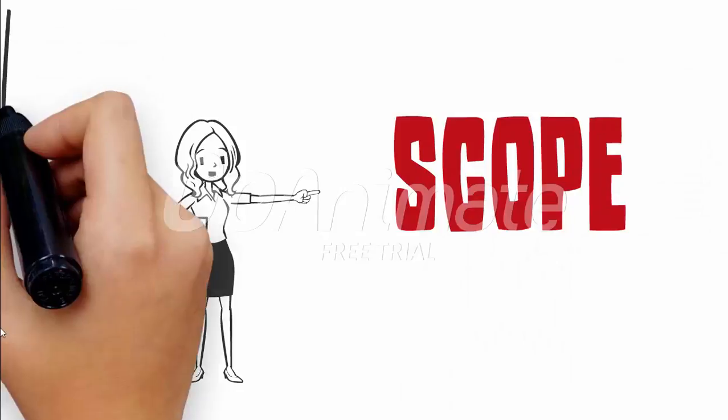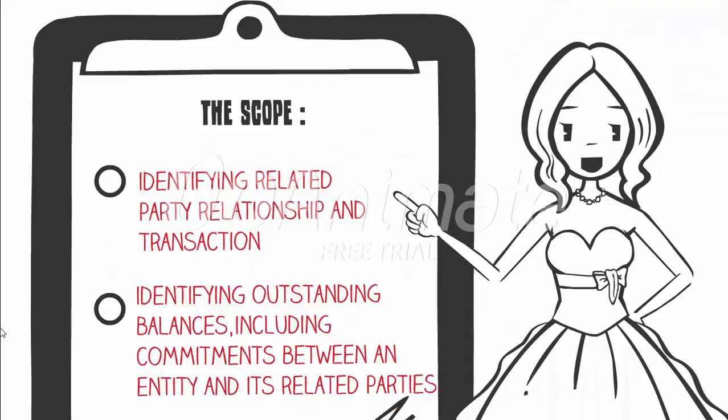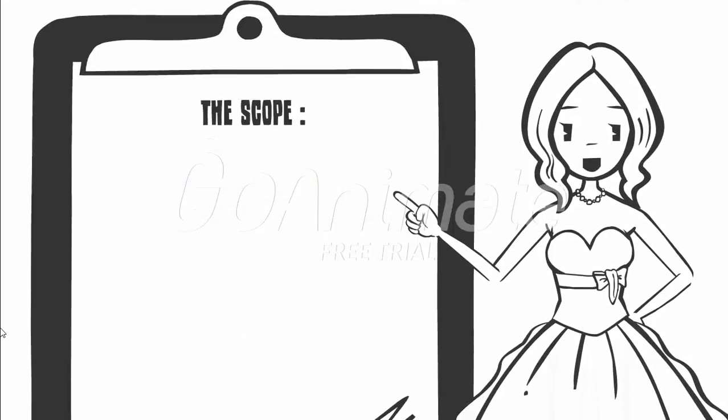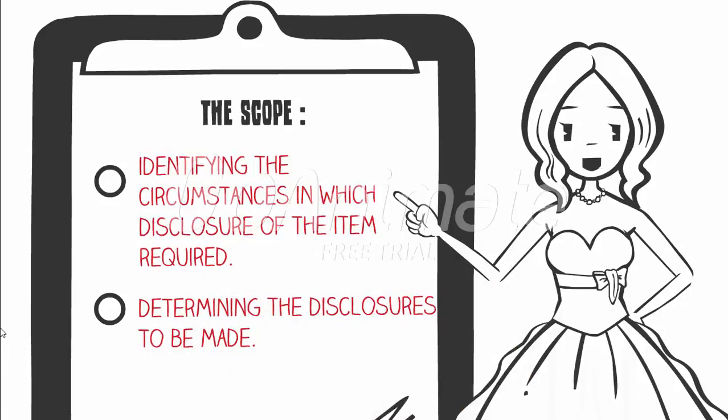Next, what is the scope? The first scope is identifying related party relationship and transaction. Secondly, identifying outstanding balances, including commitments between an entity and its related parties. Thirdly, identifying the circumstances in which disclosure of the item is required. Lastly, determining the disclosures to be made.